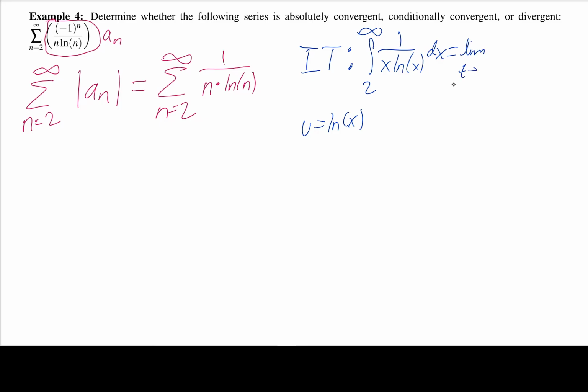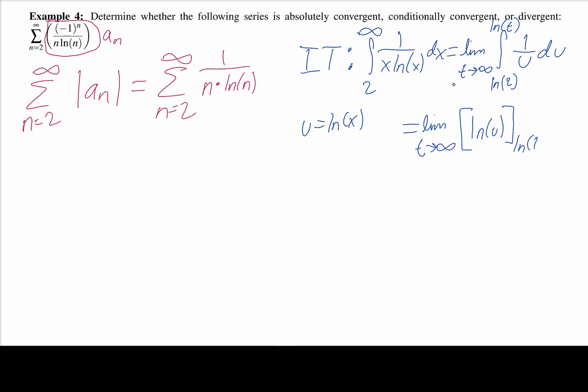So we have the limit as t goes to infinity. I have to redo my bound. So this will be ln of 2 to ln of t. When we do our u substitution, we should get 1 over u du. All right. And so then this will give us the limit as t goes to infinity of the natural log of u evaluated from ln of 2 to ln of t.